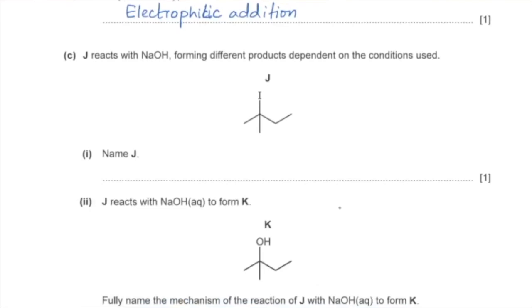Part C, J reacts with NaOH forming different products depending on the conditions being used. Part 1, name J. So this is a methyl group, this is a carbon atom, and this is again a methyl group and an ethyl group. So a methyl group and iodine attached to the second carbon atom, so 2-iodo-2-methylbutane.